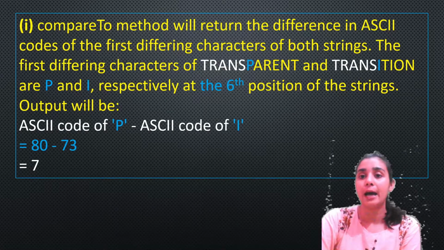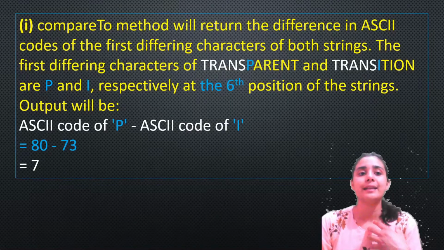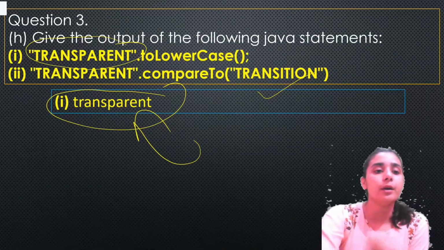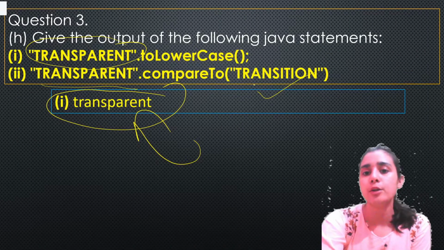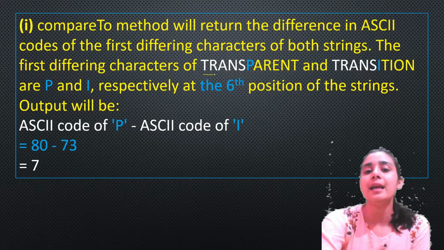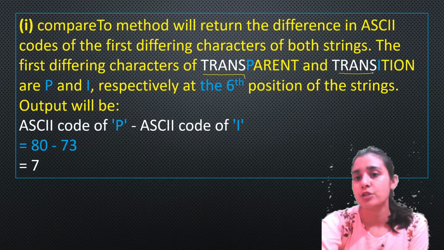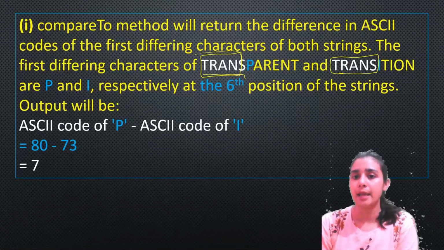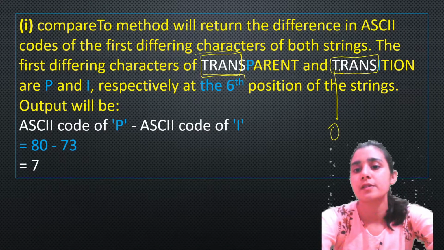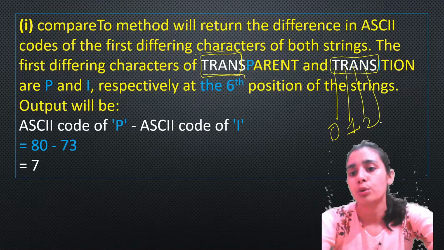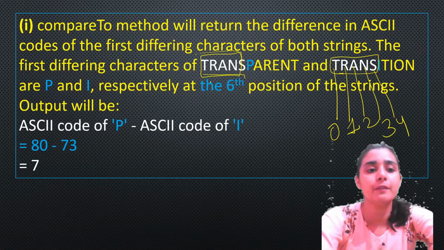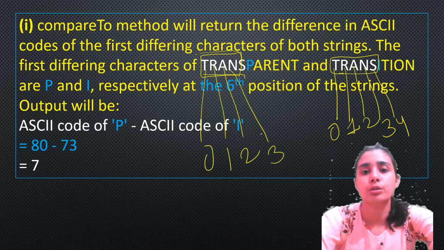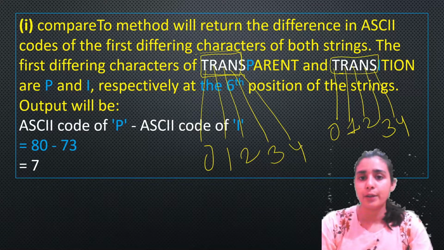So actually compareTo is comparing, we can say it works with the ASCII values. Okay, ASCII values, how? See, here we have Transparent dot compareTo Transition. Okay, so now TRANS, and they also have TRANS, so till here it is comparing that they are the same. So if I give the index values 0, 1, 2, 3, 4, I give the index values to the other one also. So this is 0, 1, 2, 3, 4.